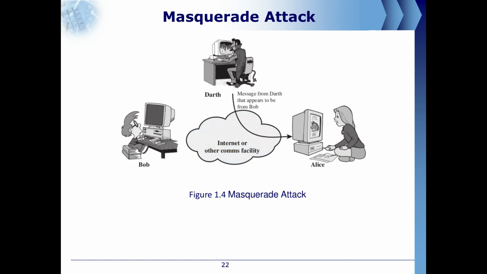Masquerade attack. In Figure 1.4, a masquerade attack occurs. Bob did not actually send a message to Alice, but Darth sends a message to Alice that appears to be from Bob. In other words, Darth is pretending to be Bob and sending a deceptive message to Alice, potentially with malicious intent, such as spreading misinformation or attempting to gain unauthorized access.